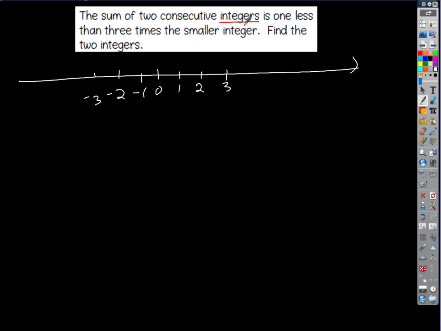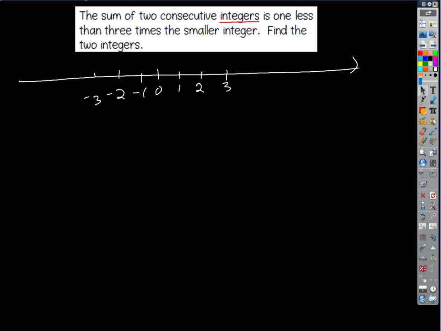What does consecutive mean? Yeah, next to each other. So give me an example of 2 consecutive integers. 1 and 2. What's another one? 0 and 1. What about 2 negative ones? Negative 3 and, no, because those aren't consecutive. Negative 3 and negative 2, or negative 3 and negative 4. Does that make sense?